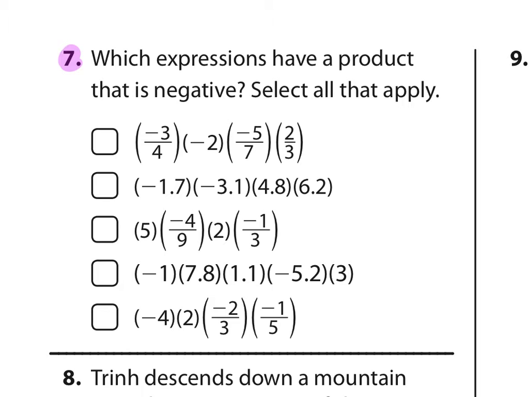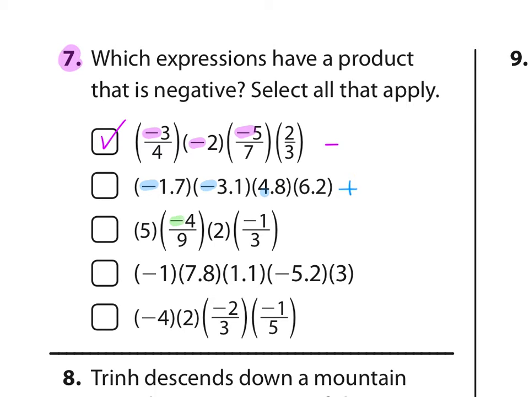Number 7, which expressions have a product that is negative? Select all that apply. So we have a negative times a negative, which is a positive. Positive times a negative is a negative, and a negative times a positive is a negative. So this one has a negative product. For the next one, we have a negative times a negative, which is a positive, times a positive times a positive is a positive.